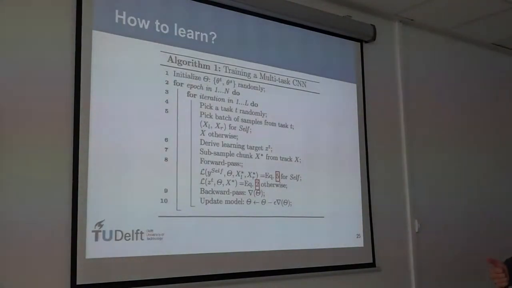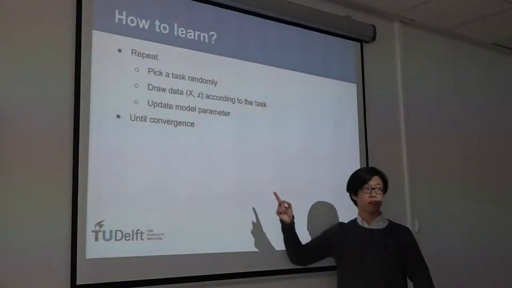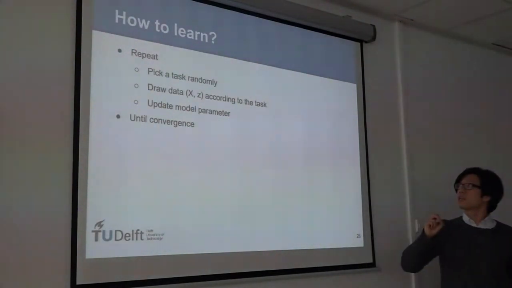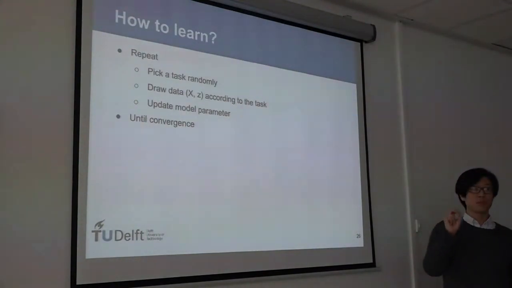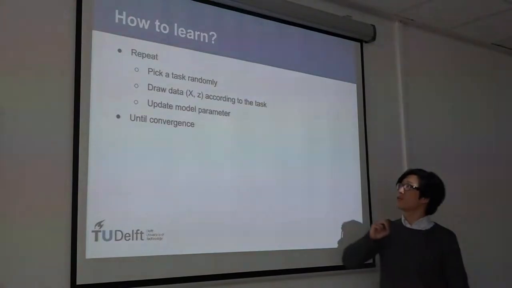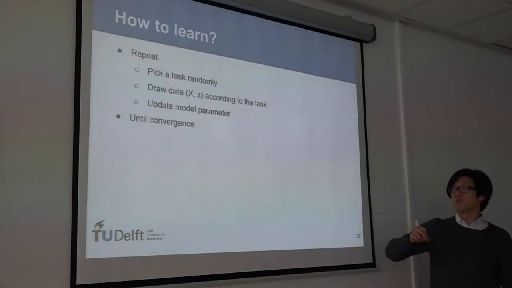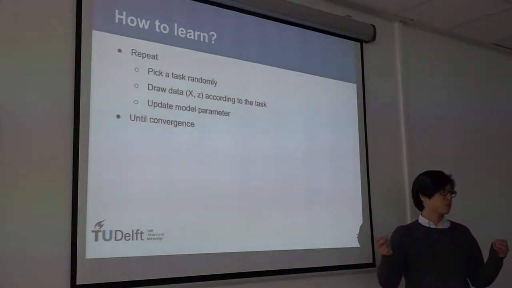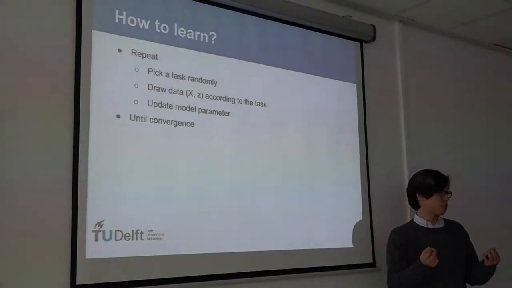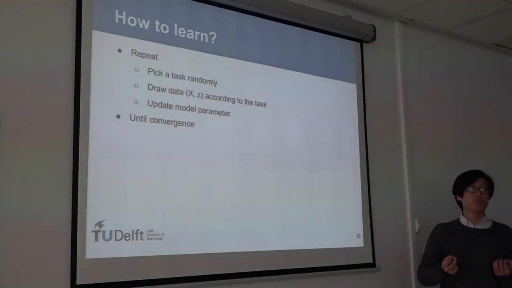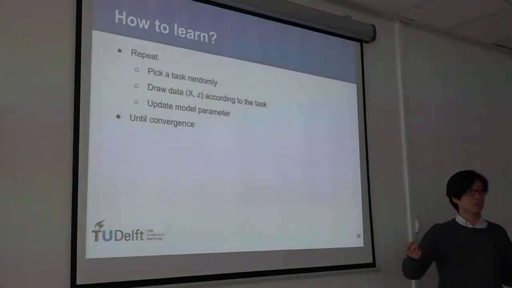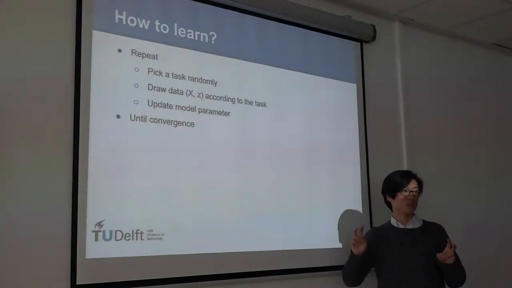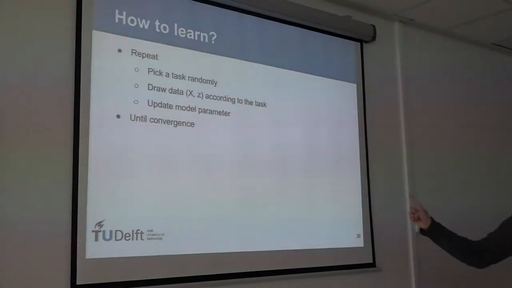So our learning can be summarized very simply like this. For every iteration, we pick a task randomly, and based on the task which is drawn, we draw samples, an X, Z pair in our case, and then update the model parameters once. We do this over and over until convergence. Obviously, if you have all the learning sources, you can simply jointly minimize the sum of the loss functions directly. But this seemingly converges almost the same, so we just go with this because it is simpler.